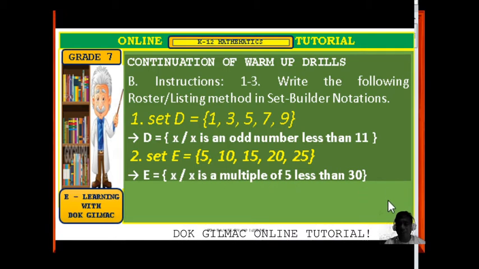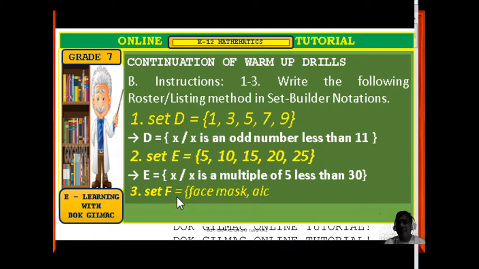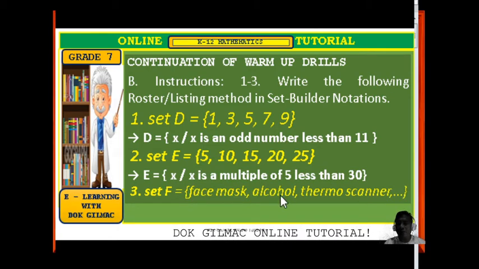Number 3, set F is equal to face mask, alcohol, thermoscanner, and so on. Again, let's recall what the 3 dots here are. Take note, this is what we call an ellipsis. An ellipsis shows you that there are still elements that are to be written here in set F. So take note of that.